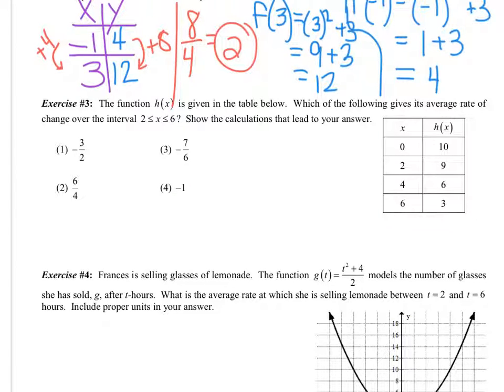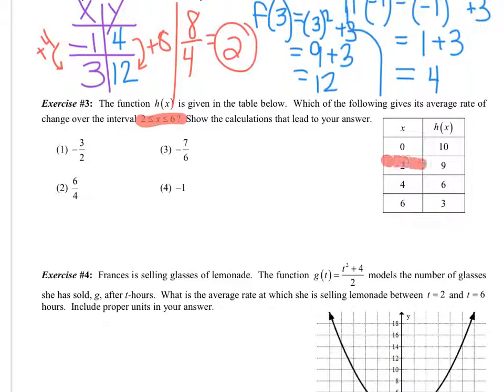All right, I like exercise 3 a lot because it gives us the table. We just need to figure out what parts of the table are important to us. So it tells us the function, and it says which of the following gives the average rate of change over this specific interval. So looking to my table, it gave us a domain, and we know it's a domain because, well, looky here, there's an x right in there. So let's jump to our table.